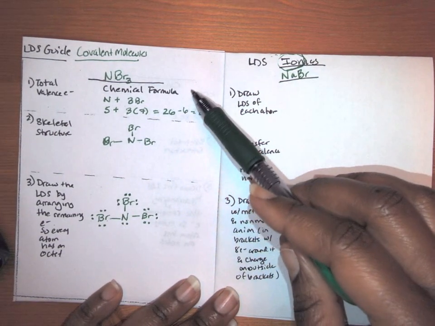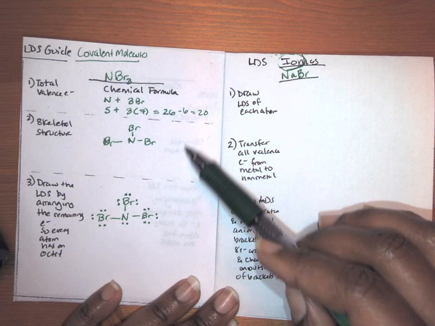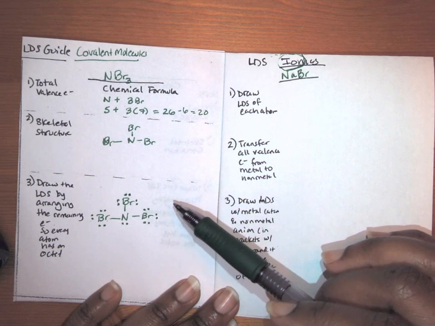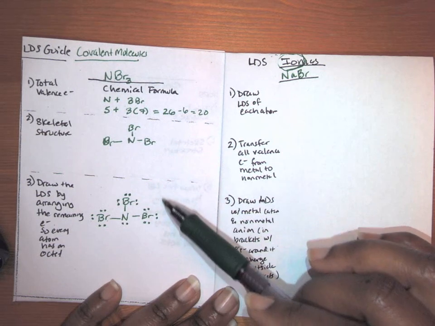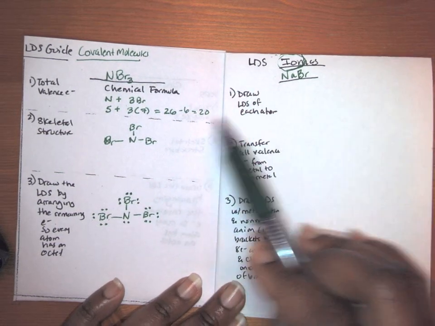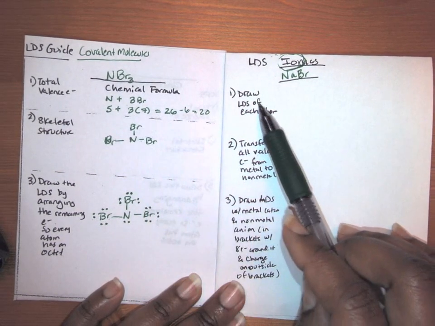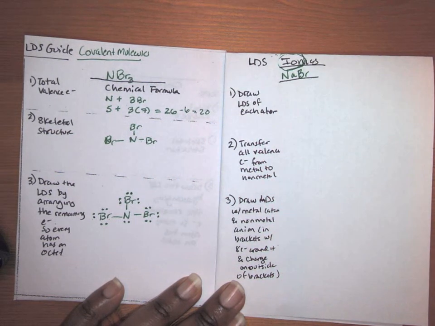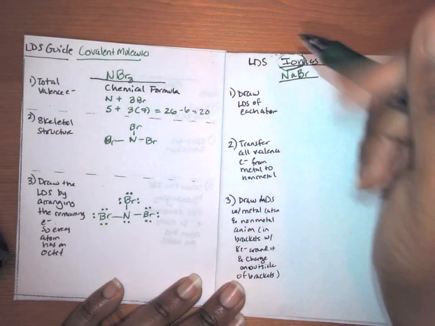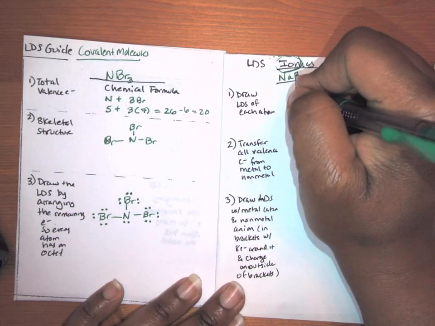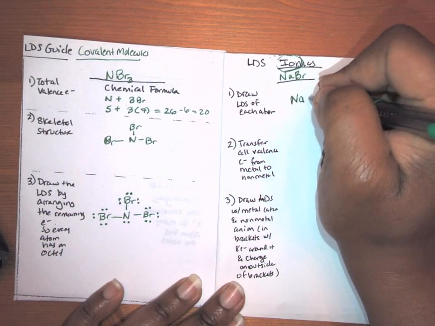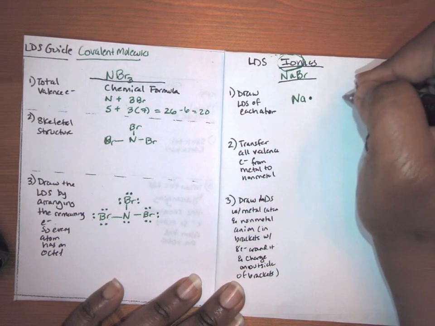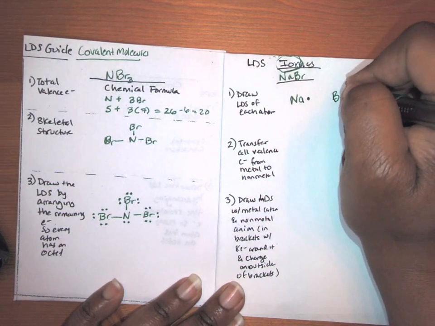We've already gone over how to do covalent, so you can look up this example in the covalent Lewis dot structure video. But for ionics, our first step, instead of counting total valence electrons, is to focus on drawing the Lewis dot structure of each atom. That allows us to figure out how many electrons the metal would lose and how many electrons the nonmetal will gain.